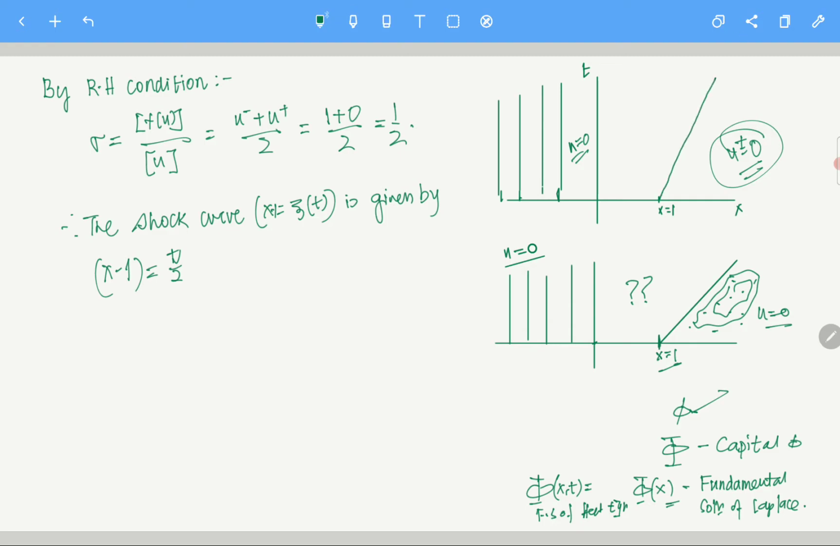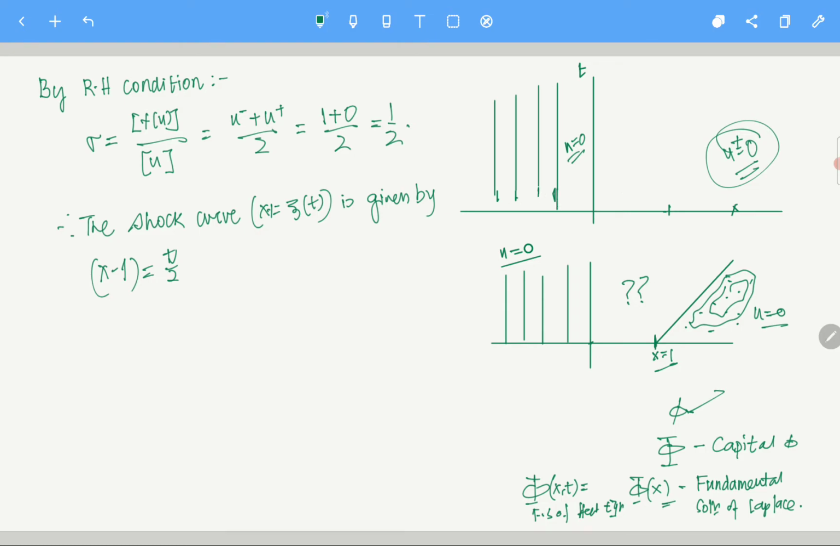Clear? I hope this is fine. Maybe I can, okay, one second, let me just draw it properly.